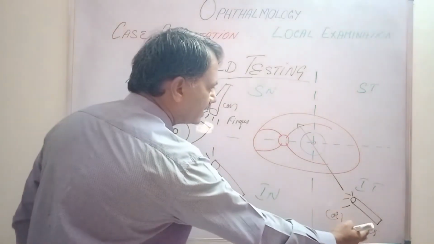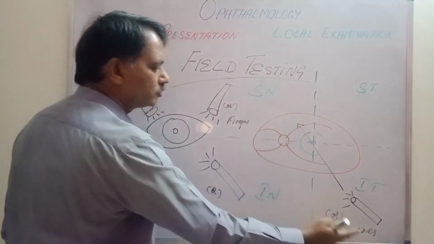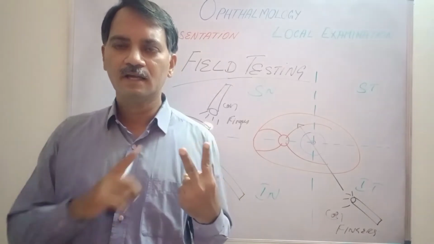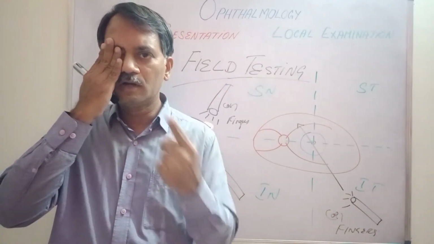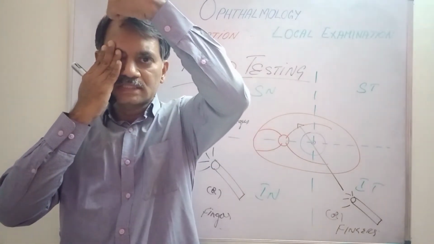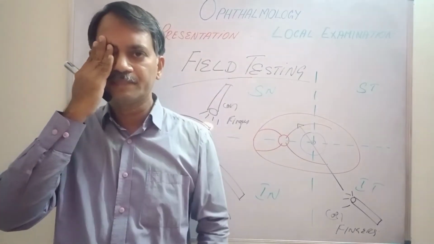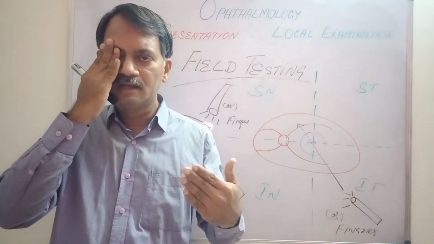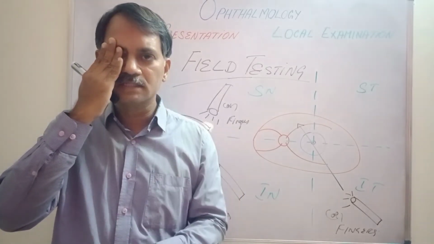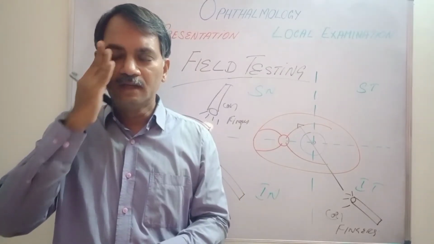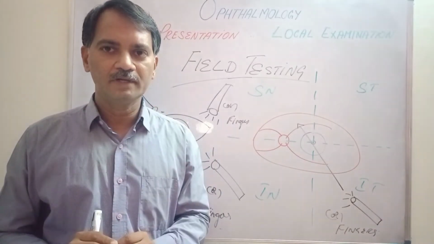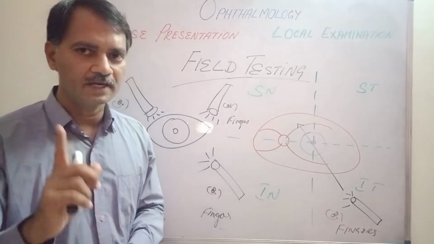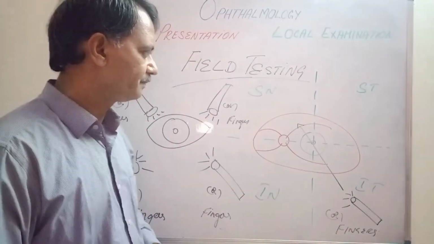It will fall on the retina diagonally opposite to it. Suppose I am going to show my fingers here. This will fall on the retina on this side of the eye. So infratemporally I am going to show my fingers or light. It will fall on the retina, that is supranasally. So that retina is what we are going to test. It is a diagonally opposite retina that we are going to test in confrontation or projection of rays testing.